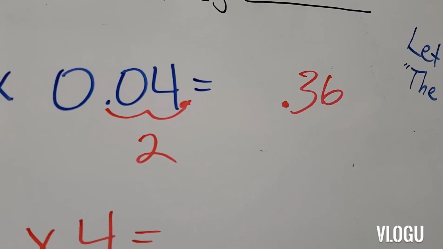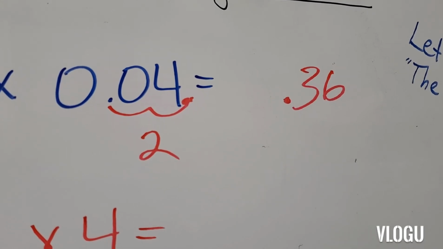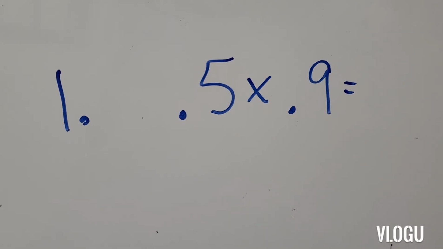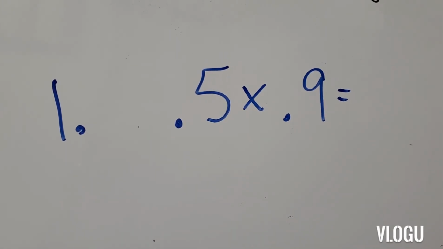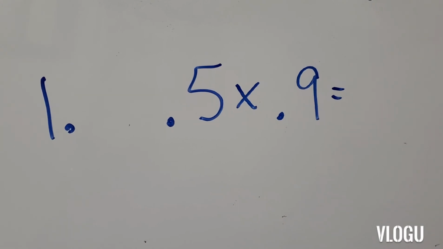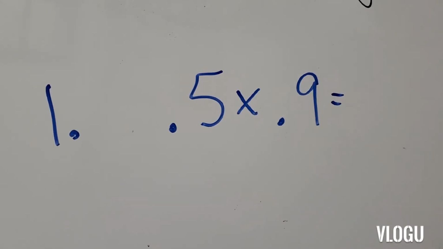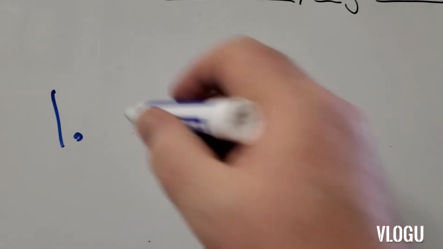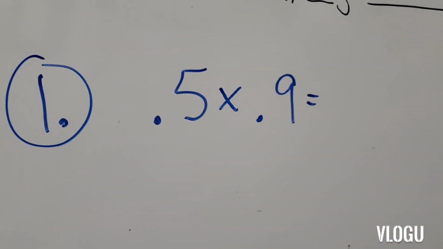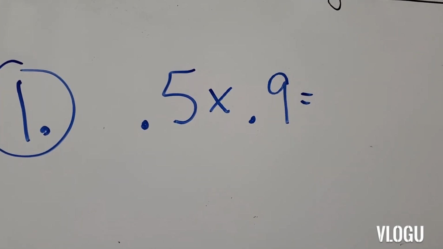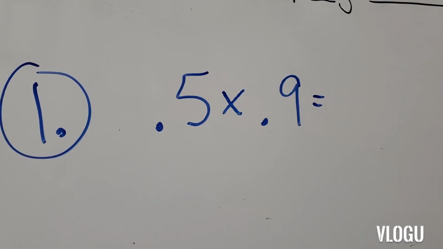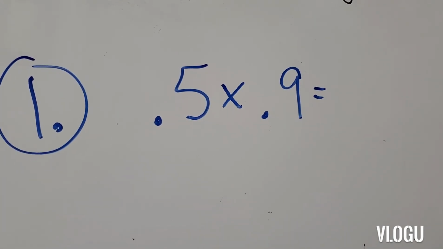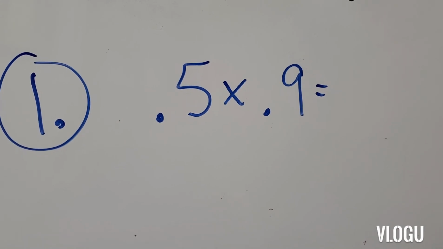Are you ready to try some on your own for the work? All right, let's give it a shot. Here's your assignment. 10 problems plus the bonus. I shouldn't say bonus, I should say a challenge problem. So 10 problems plus a challenge problem. Number 1, 0.5 times 0.9. Copy this into your science composition or math composition notebook and pause the video until you are ready to move on.